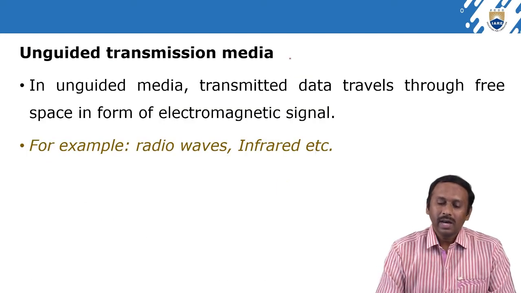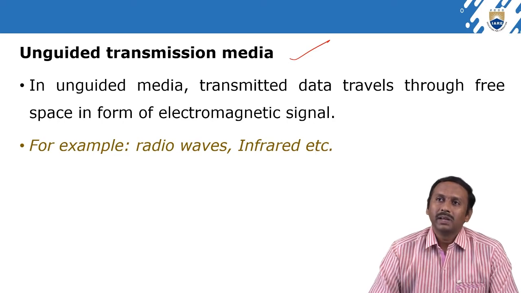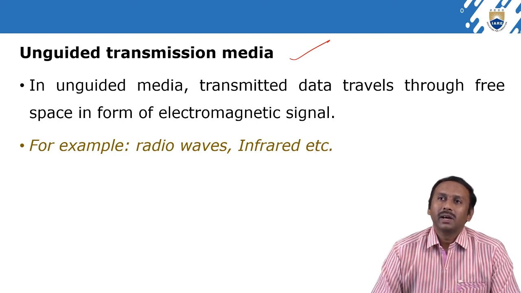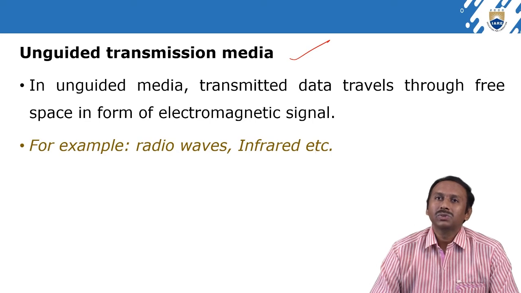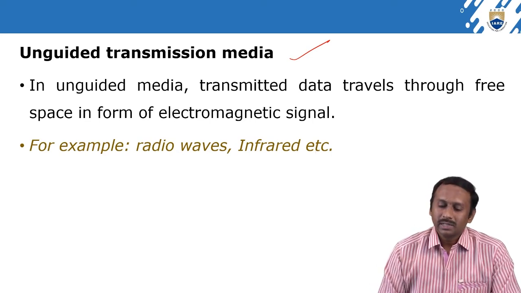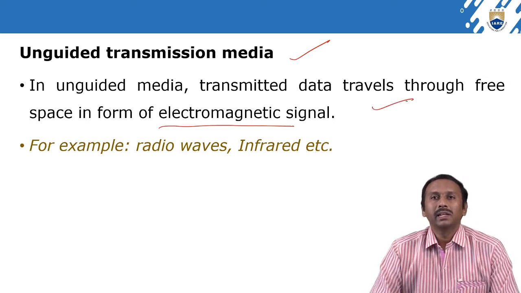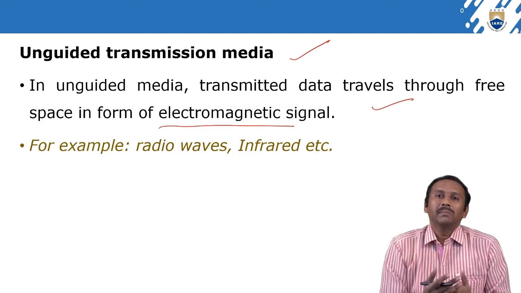Next, we will see the unguided transmission medium. In this unguided transmission medium, the transmitted data travels through free space in the form of electromagnetic signals. Right, what happens here, compared to the earlier guided medium, where there is one dedicated path?